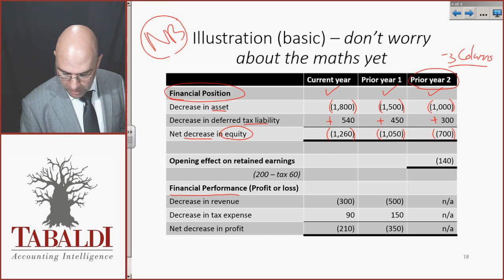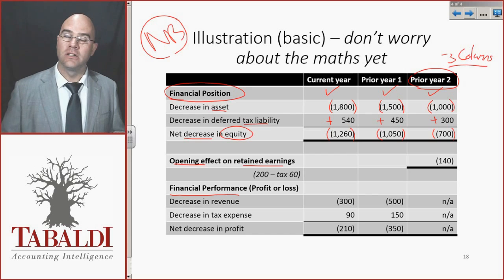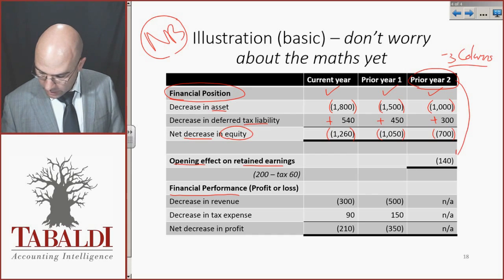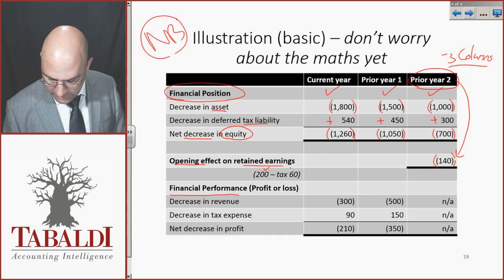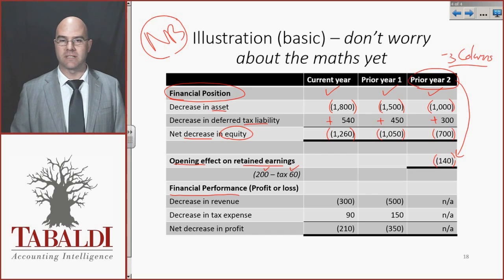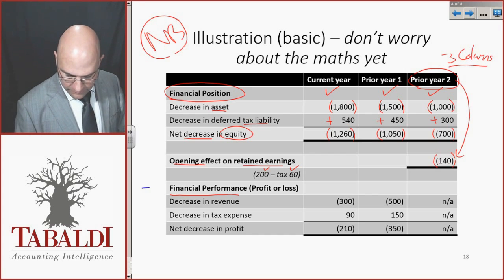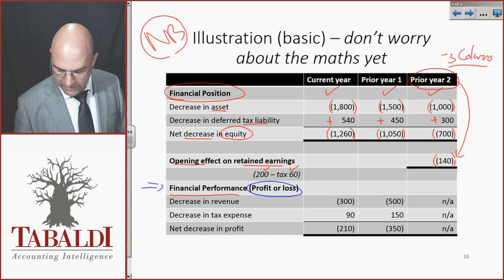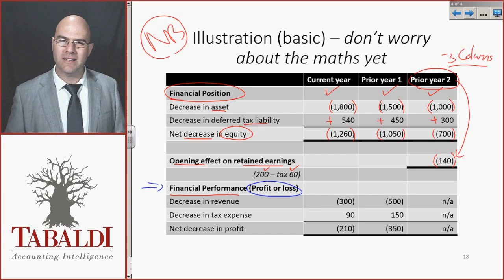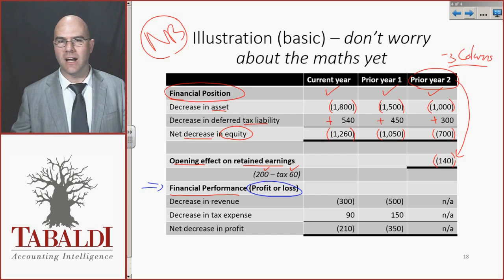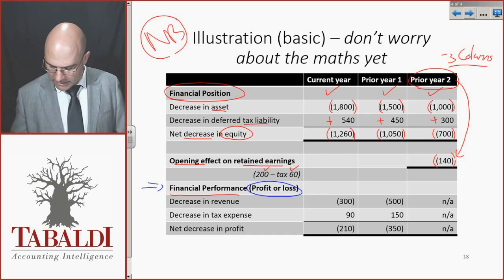I must also show the opening effect on retained earnings. So in prior year 2, the opening balance effect on retained earnings was a decrease of 140. So let's pretend there was a decrease of assets and a decrease in the tax liability of 60. Now I'm getting down to the statement of financial performance. Let's pretend it only affected profit or loss for a second. Here I've just said it decreased revenue, right? I'm not applying specific details here, guys. Big picture only. So let's say a decrease in revenue.